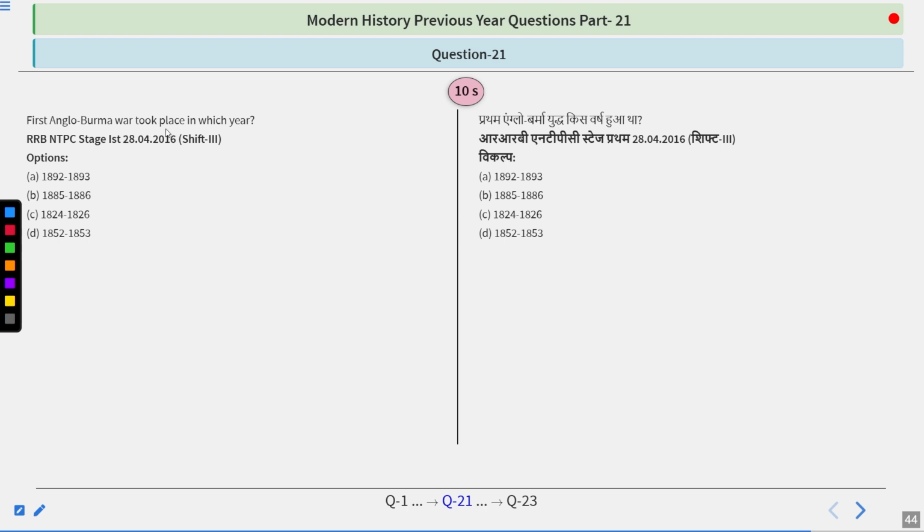The First Anglo-Burma War took place in which year? Options are 1890 to 1893, 1885 to 1886, 1824 to 1826, or 1852 to 1853. Try to think about it.